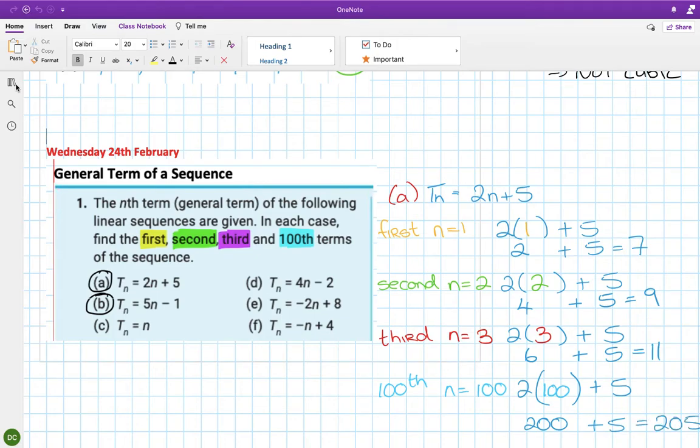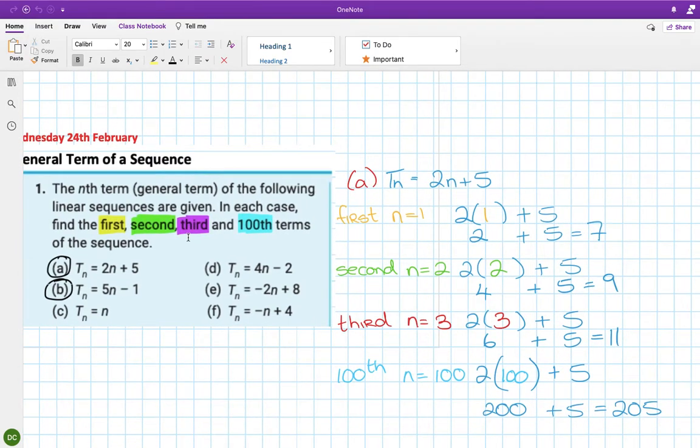So there are your 4 answers for part A. The first term is 7, the second term is 9, the third term is 11, and then the 100th term is 205. Okay, so we'll go on and do B.